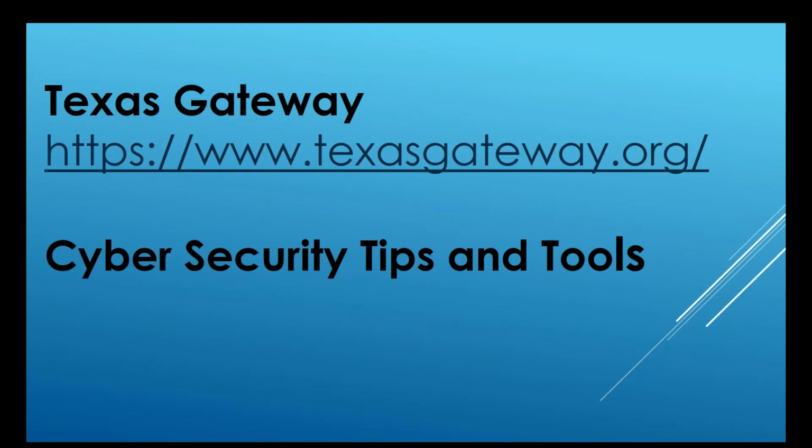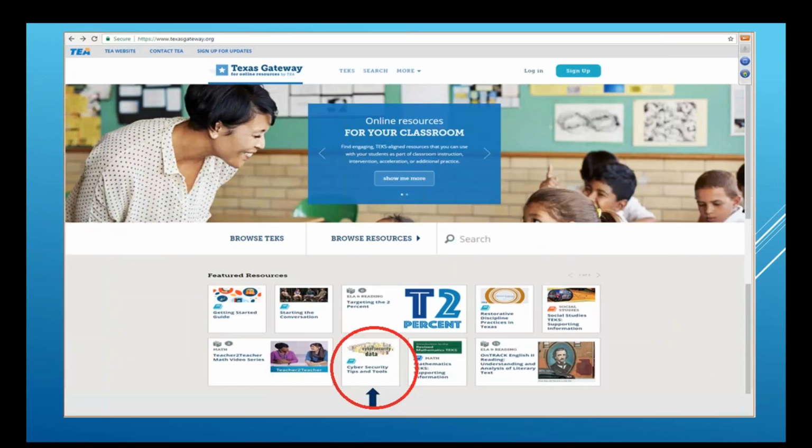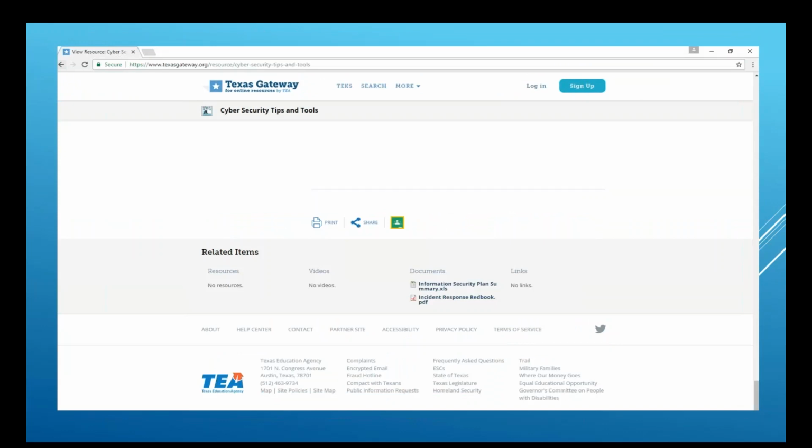The information that we're talking about today, that's been reviewed by the Data Security Advisory Committee, is indeed shared through the texasgateway.org portal under Cybersecurity Tips and Tools. If you were to go to that URL, you would see cybersecurity tips and tools in the bottom middle of the very home page. If you go to the cybersecurity tips and tools, the very first thing you'll see is a recording from the last session, and we are recording this session again today, and it will also be posted out there.